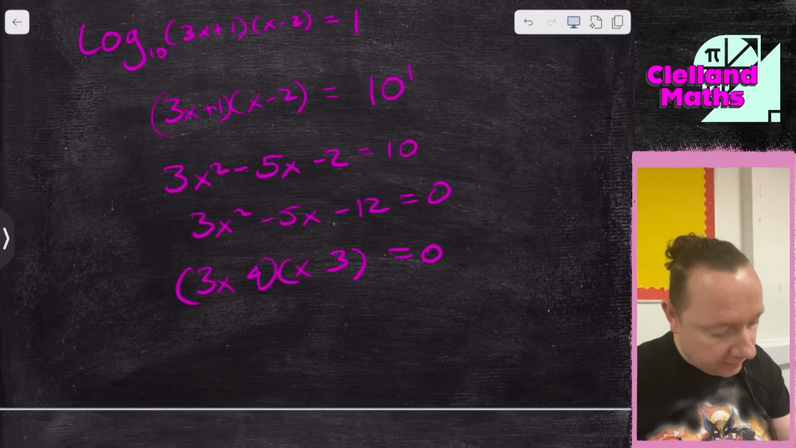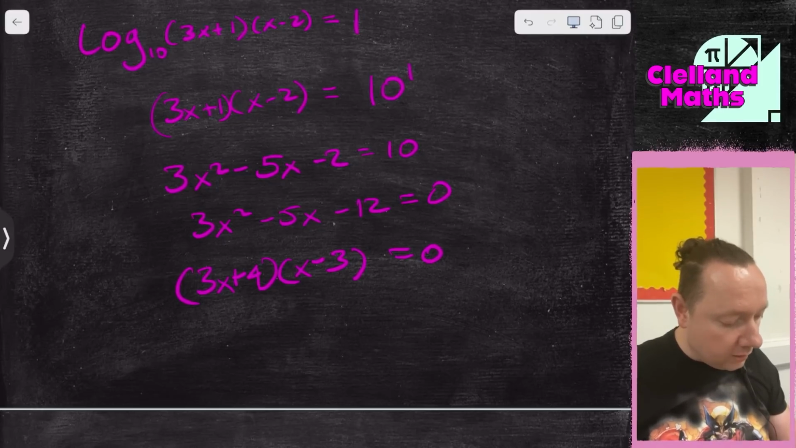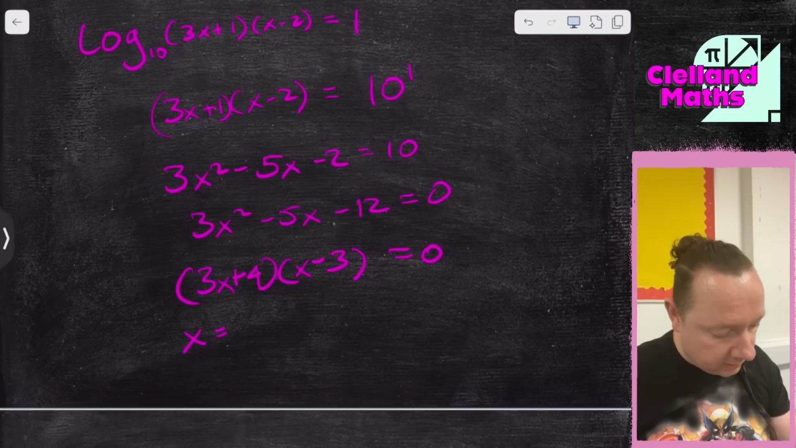But we've got 3 3s is 9, so that'll give me minus 9, plus 4 is minus 5. 4 times minus 3 is minus 12. So that means that the first bracket is 0, so x is minus 4/3, or x is 3.